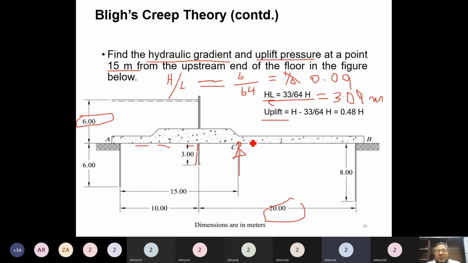अच्छा जी, अब हमने अपलिफ्ट निकालना है कि अपलिफ्ट प्रेशर कितना है, अपलिफ्ट प्रेशर हेड, ठीक है। तो वो कैसे निकलेगा, जो हेड है टोटल हेड माइनस हेड लॉस, सो दिस इज द हेड लॉस। तो ये आ गया 0.48 H, तो H 6, तो ये कितना हो गया 0.48 इंटू 6, 2.88। तो जनाब इसके यूनिट क्या होंगे भाई? 2.88 मीटर। सो दिस इज द अपलिफ्ट प्रेशर हेड.